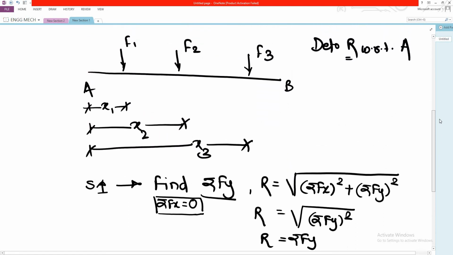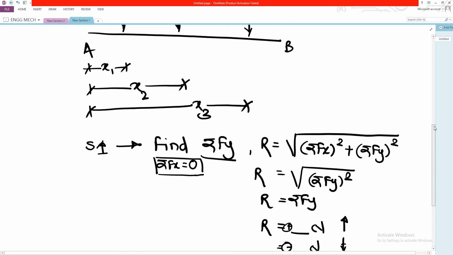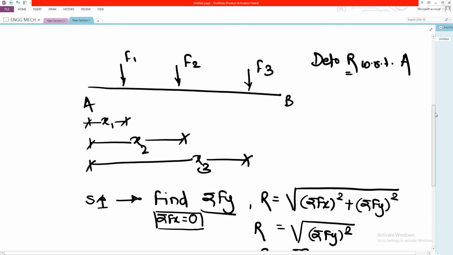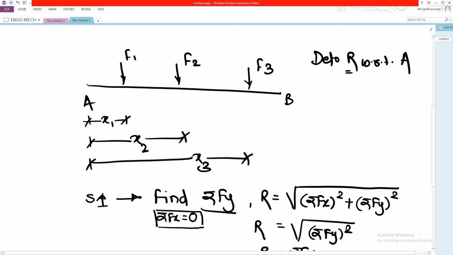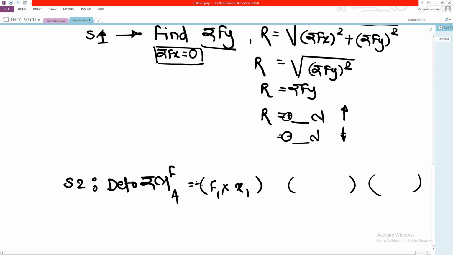F1 is x1 perpendicular distance away from point A, that's why write down F1 into x1. Now what will be the sign? In our example, the force is going downward and point A is over here. This force is going to create a clockwise moment, that's why the product should be assigned a plus symbol.